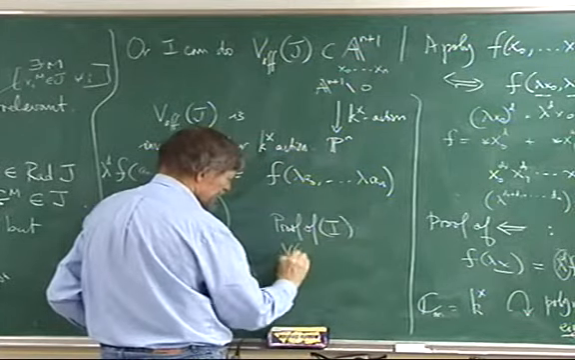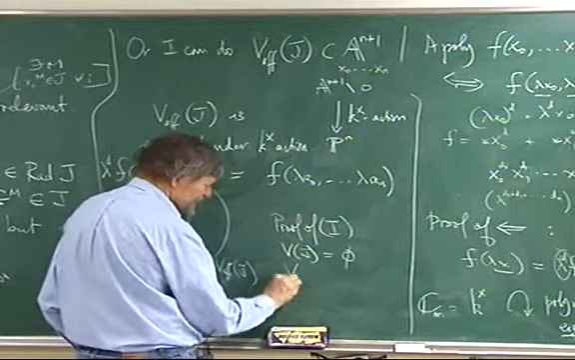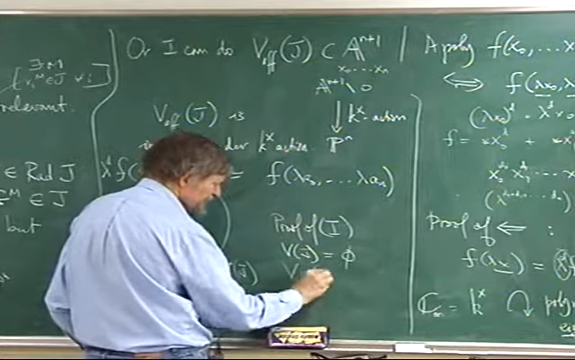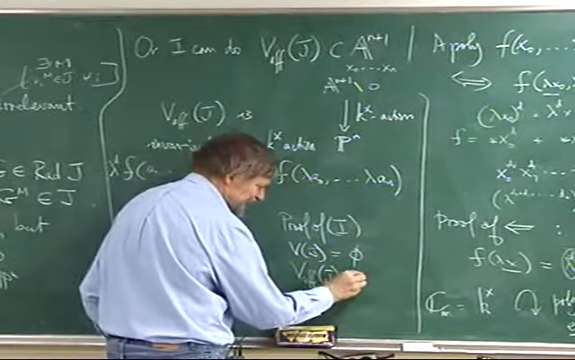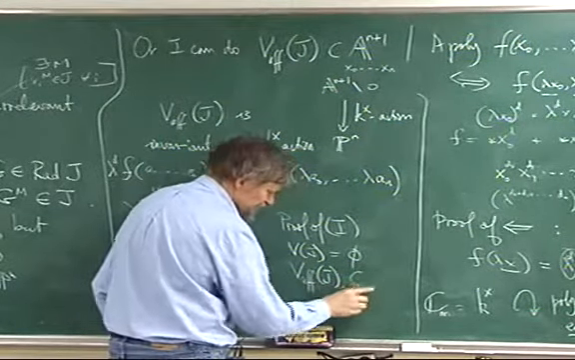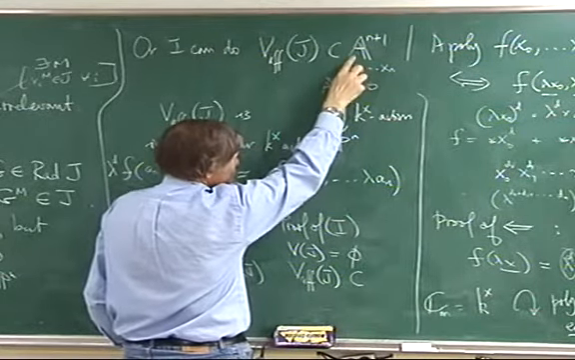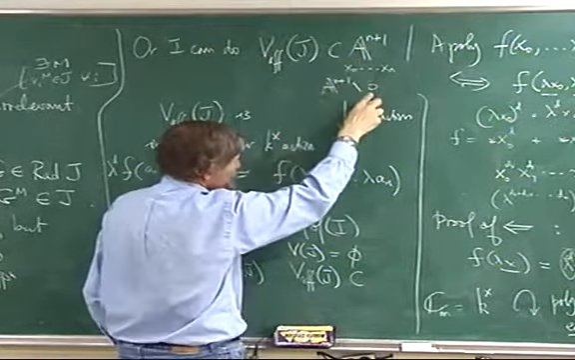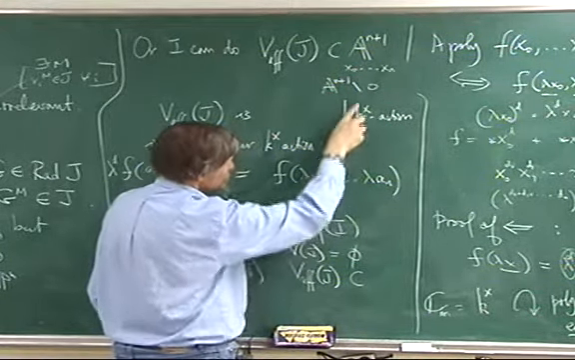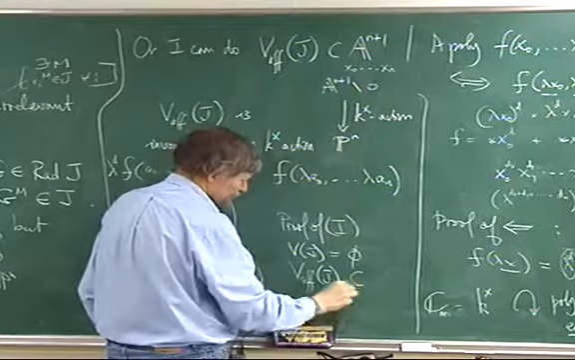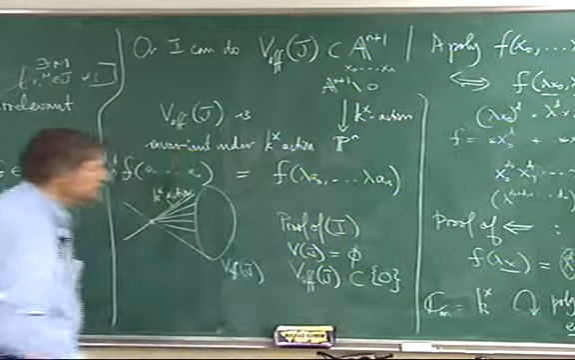Right, V of J is the empty set. This means that V of f of J is contained in, so it's a subset of this A^n, a subset of this A^(n+1), with the property that if I delete 0 and then take its K-star action, I get the empty set. Right, and that means it's the empty set here. And that means that all of this is contained in the set {0}. Right?